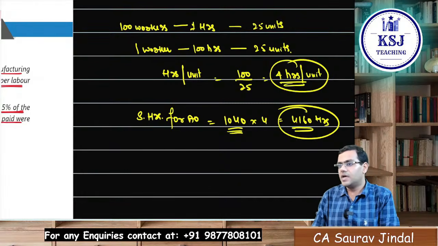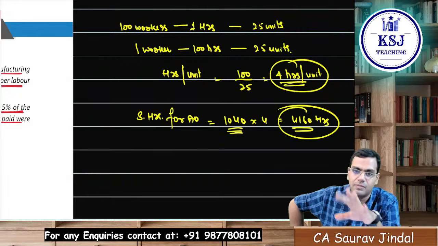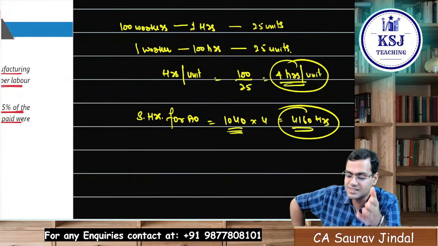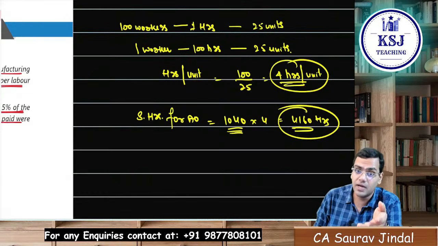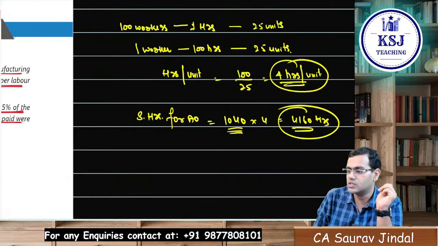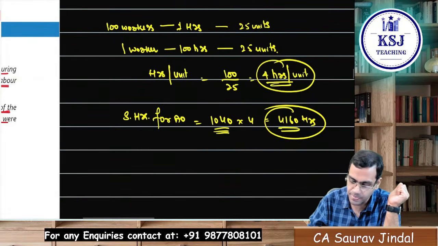Please tell me if this part is clear. Sir, 100 workers, 4 hours per unit per labor. So for 1040 units, how many total hours will be required? That is 4160 hours that will be required. Right?